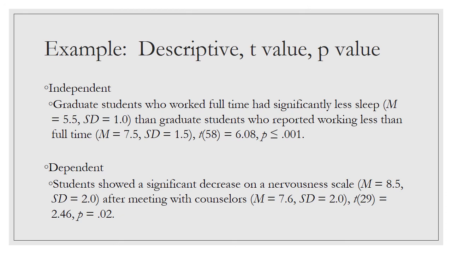If I were doing an independent t-test, this is how I might report it. So I had graduate students, and I was doing a little study on sleeping and working in graduate school. Graduate students who worked full-time had significantly less sleep, M, in this case M is our mean, of 5.5 with a standard deviation, SD, equals 1. Now notice the M and the SD are italicized. They had significantly less sleep than graduate students who reported working less than full-time. Notice the M and SD again are italicized. M equals 7.5, the standard deviation equals 1.5. Look, those standard deviations aren't perfect, but they're close to each other.